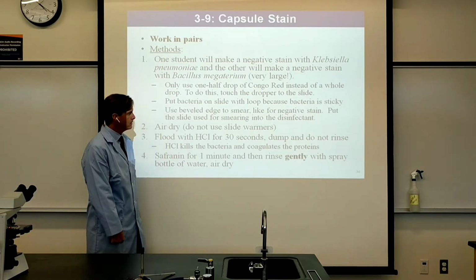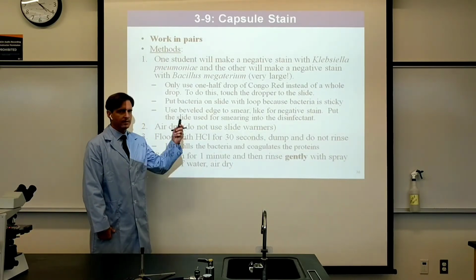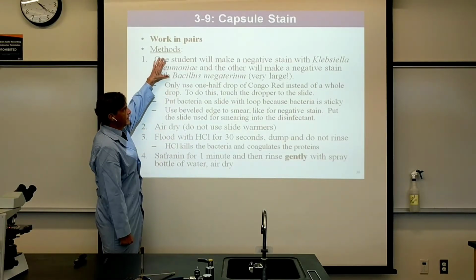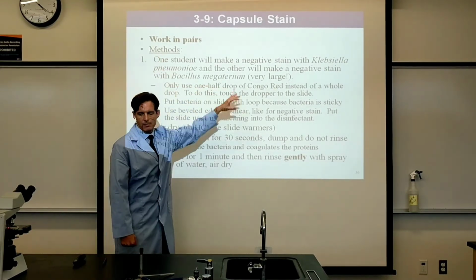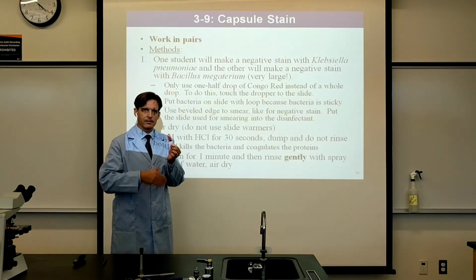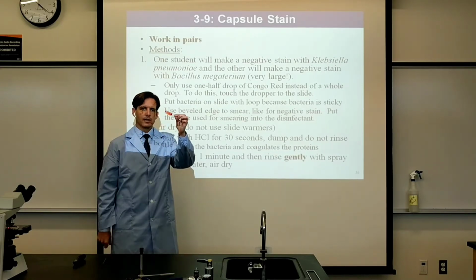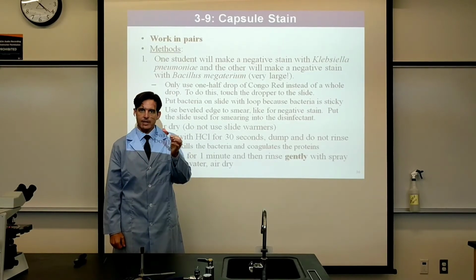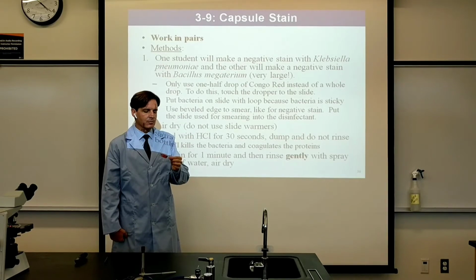And what I would like to do is take a close-up view so that you can see me apply the different steps. Before I do that close-up, we have already done step 1, which was to use half a drop of Congo red, mix in the bacteria, and make a smear using a second slide at a 45-degree angle. This first step is to make a negative stain, essentially, and then let it air dry. So I have a negative stain at this point.